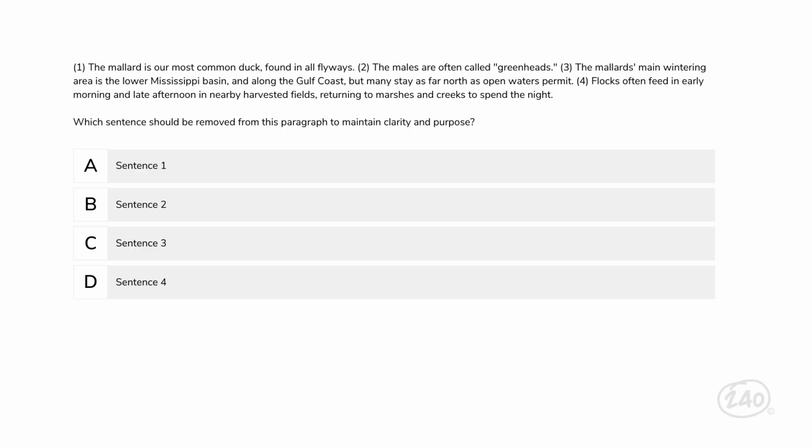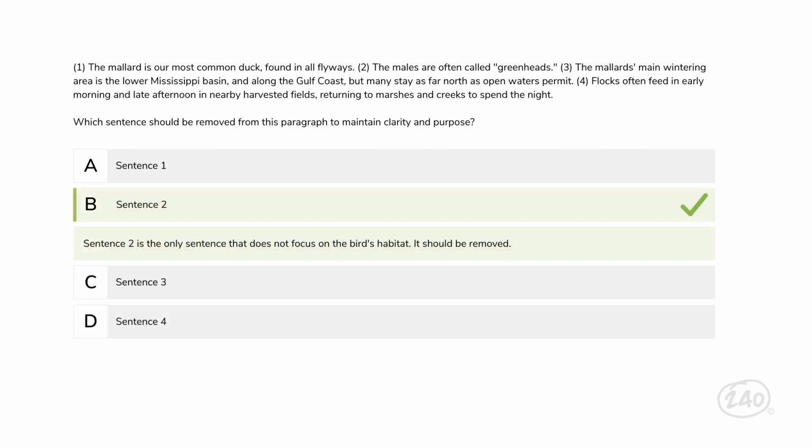Next up is Domain 3. Let's check out a question about revising writing. Ooh, here's a type of question you'll see a lot. Which sentence should be removed from this paragraph to maintain clarity and purpose? Sentence 1, 2, 3, or 4? The correct answer is sentence 2. It is the only sentence that does not focus on the bird's habitat, so it should be removed. Domain 3, done. Let's keep it moving.